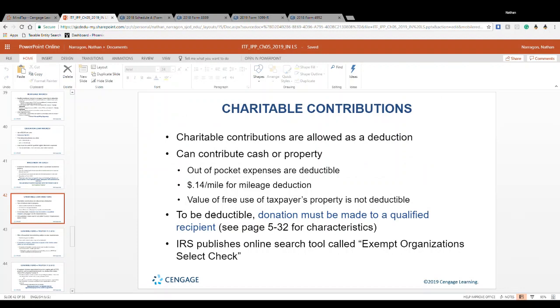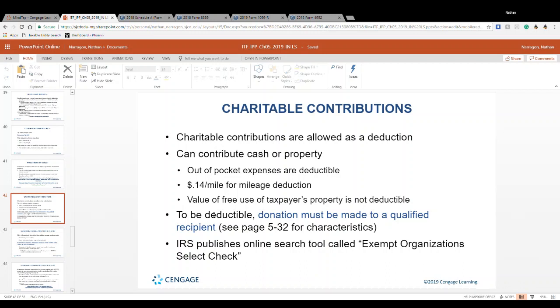Charitable contributions in themselves are allowed as a deduction. You can contribute cash or property. So, every time you donate to Goodwill, you want to get the receipt. Just saying that you donated helps out. Okay. Any out-of-pocket expenses to donate or to pay cash or anything like that are deductible. You also have a mileage one. So if you have to travel for a charitable event or stuff like that, you get 14 cents per mile. And the value of the free use of a taxpayer's property is not deductible. Okay? You can't deduct the free use. But if you donate your service, you can show that it is deductible.